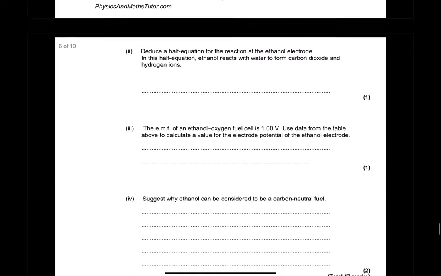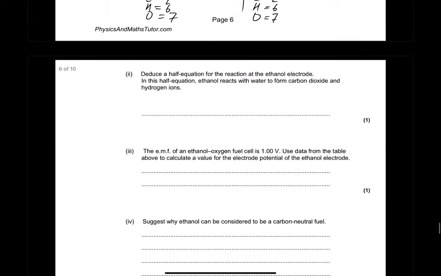Write the half equation for the reaction at the ethanol electrode. In this half equation, the ethanol reacts with water to form carbon dioxide and hydrogen ions. So CH3CH2OH, with water, to form carbon dioxide, so 2 CO2, and hydrogen ions. I'm just going to put H plus for now, right?